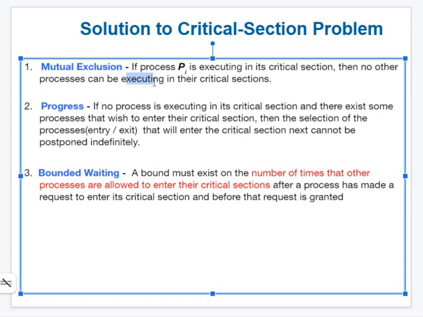Next one is progress. What do you mean by progress? If one process is already executing in the critical section and another process wants to enter that critical section, meaning he also wants the same resource, then allocate him some time, telling him when he may get the resource. Once you give that time, be strict on that time; do not postpone after that.